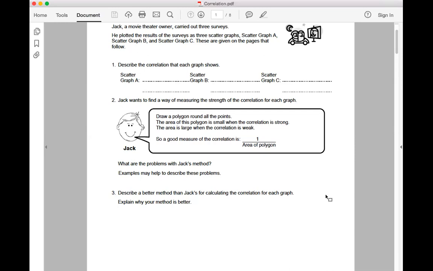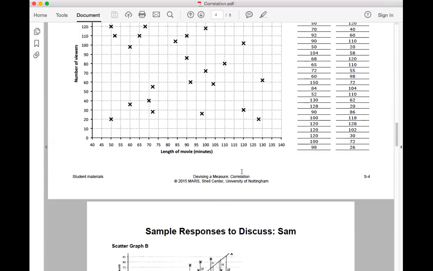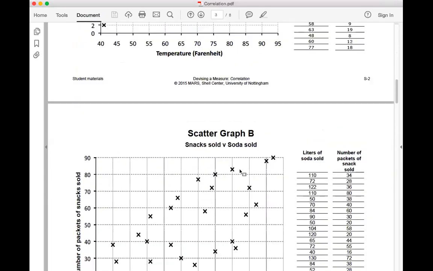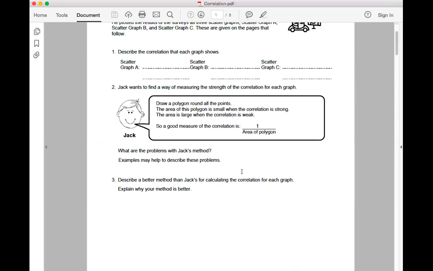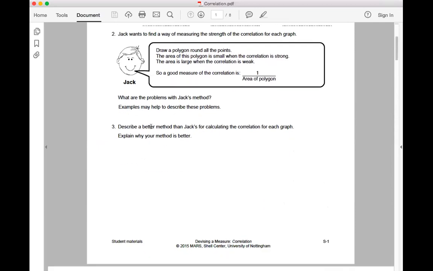You're going to think about these problems and explain some of the problems with Jack's method. You might want to use these examples here, or examples that you can come up with, to explain why Jack's method might not be the best method. After you've done that, you're going to describe a better method than Jack's for calculating the correlation of each graph and explain why your method is better.